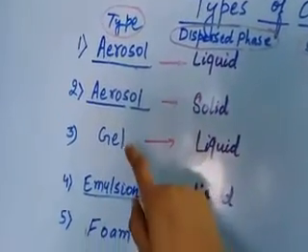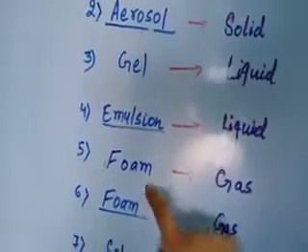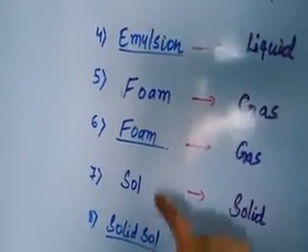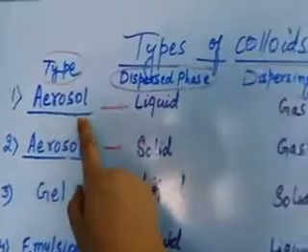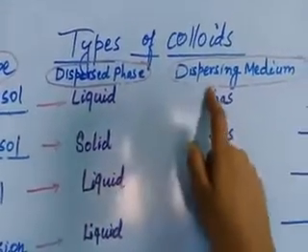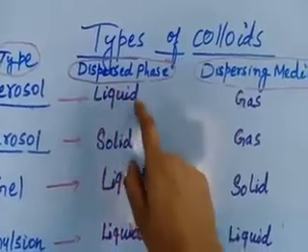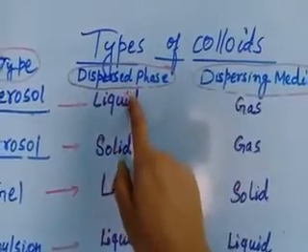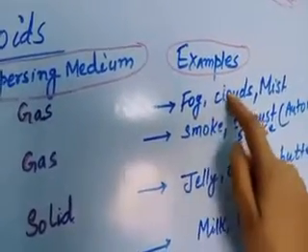Aerosols, 2 types of aerosols, then gel, emulsion, foam, 2 types of foam, then 2 types of sol, that is sol and solid sol. So we'll see one by one. Aerosol have dispersed phase, liquid or solid, in dispersing medium, gas. If aerosol are in the form of liquid gas colloid, that is liquid dispersed phase and gas dispersing medium, then the examples of aerosol are fog, clouds, mist, etc.